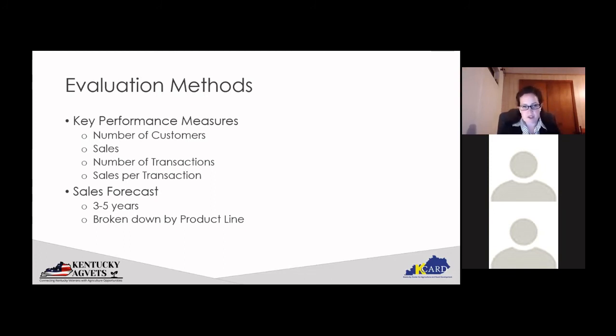When creating the sales forecast, we usually create a 3-year or a 5-year projection, depending on the business. Most of the time it's on that 3-year period. And we do like to make sure that we break it down by product line.